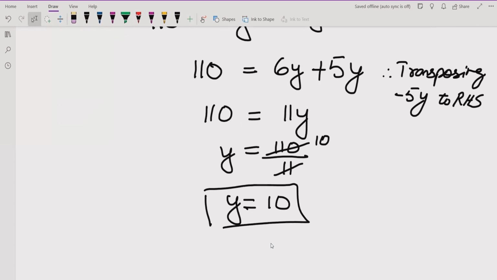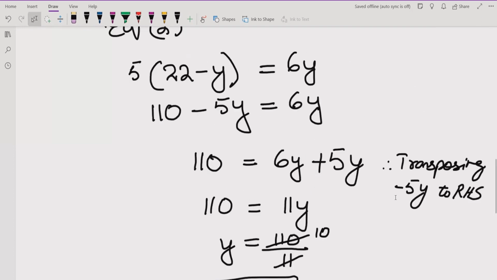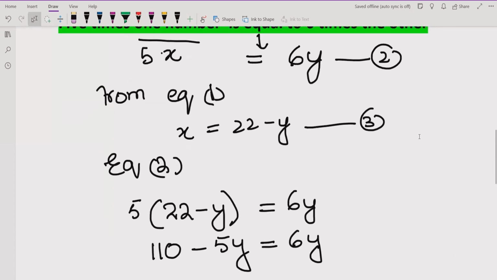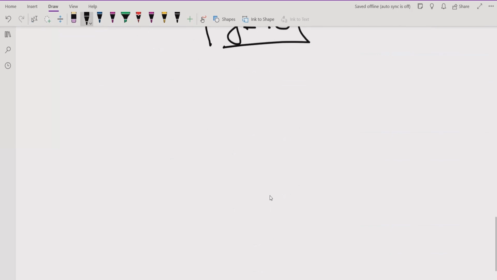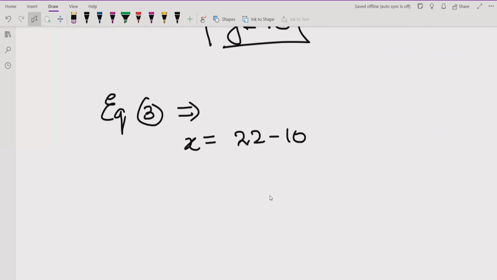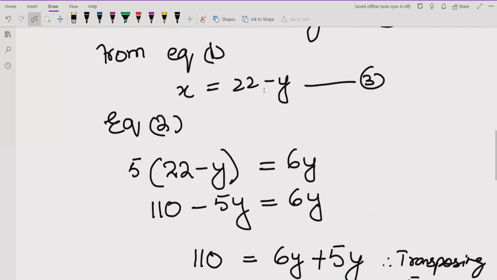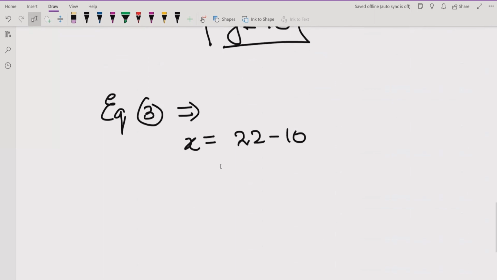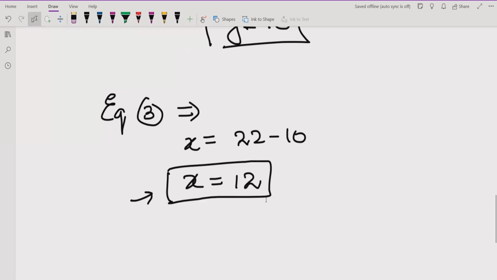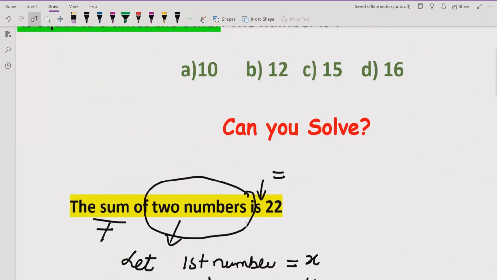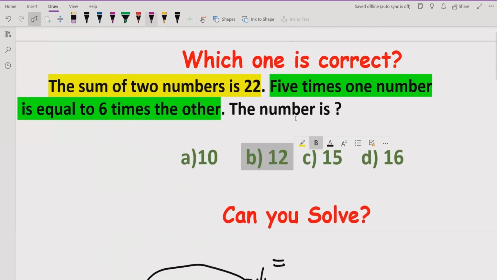But here we do not have to find the value of y. We have to find the value of x. So we put this value into equation 3. Equation 3 implies x equals 22 minus 10. So here we have x equals 12. So the value of the unknown number, x, equals 12. The answer of this question is B. B is the correct answer.